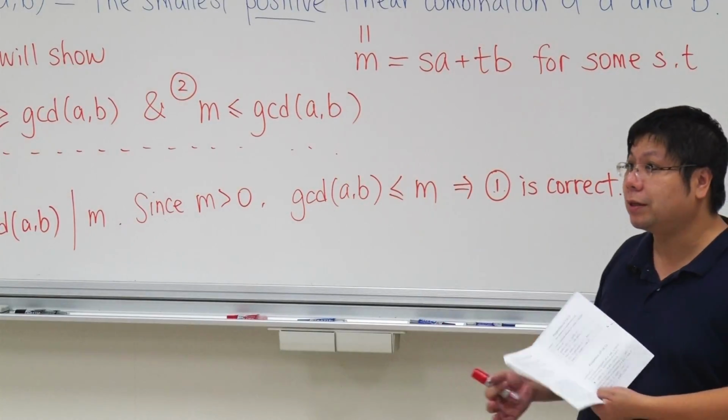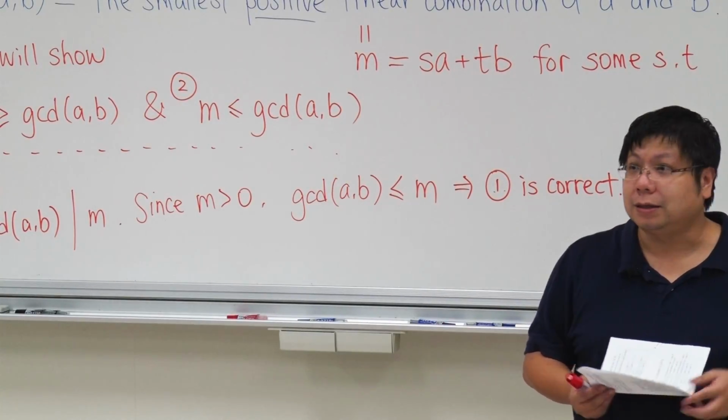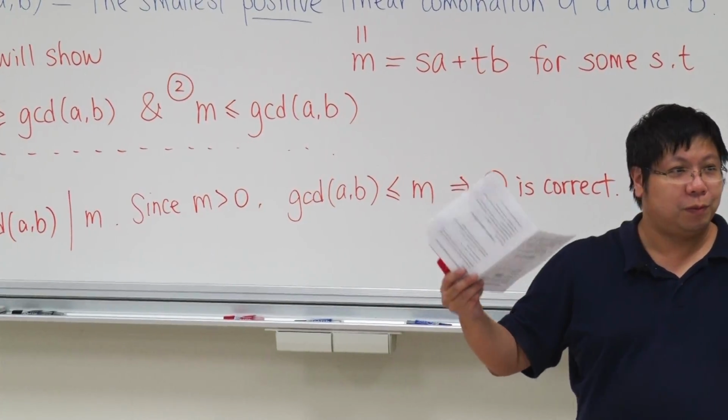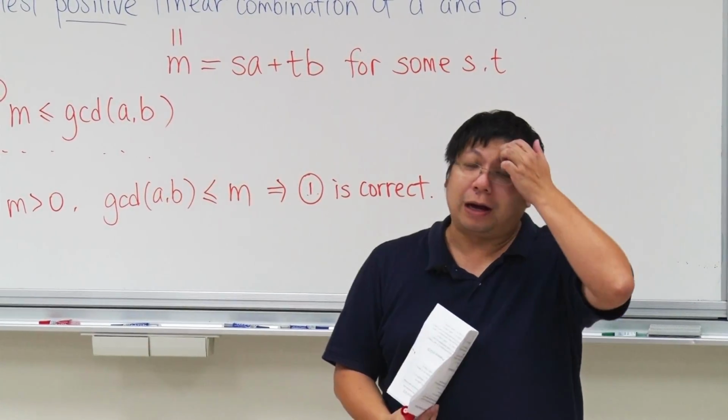It is the smallest positive linear combination of A and B. And it doesn't look that trivial from what we read. Okay? So I hope you like it.